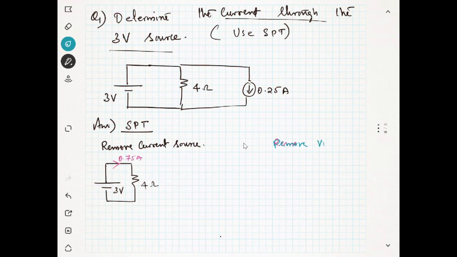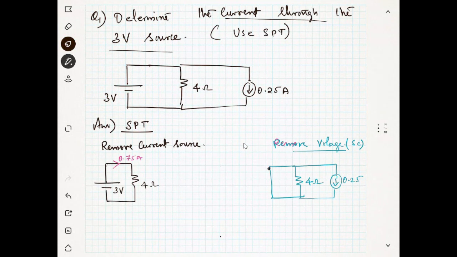Now remove the voltage source. How can you remove a voltage source? A voltage source is a short circuit actually. Short circuit the voltage source like this. Then you have a 4 ohm resistance, and this is 0.25 ampere. Can you tell me what the resistance of the wire will be? Zero.